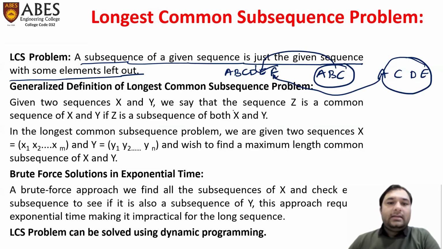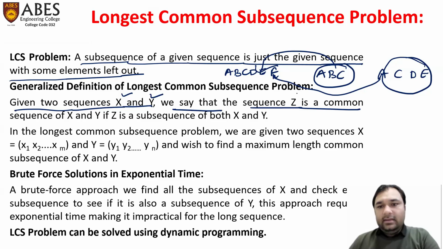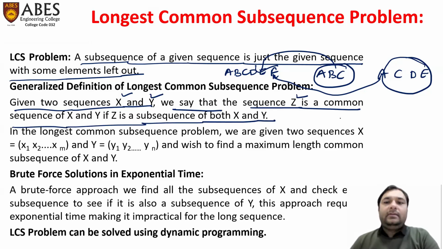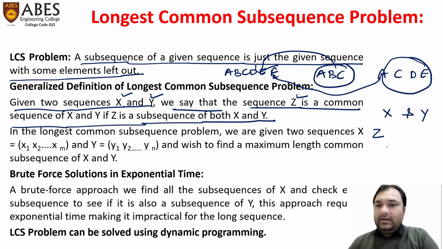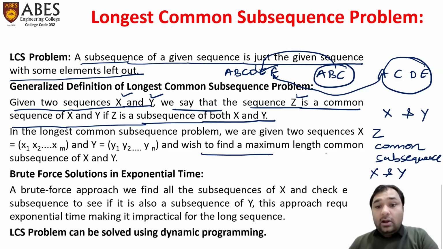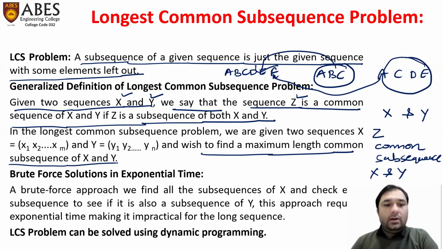Now, what exactly is the LCS problem? We are given two sequences X and Y. We have to find a sequence Z which is a common subsequence of X and Y, whose length is longest.